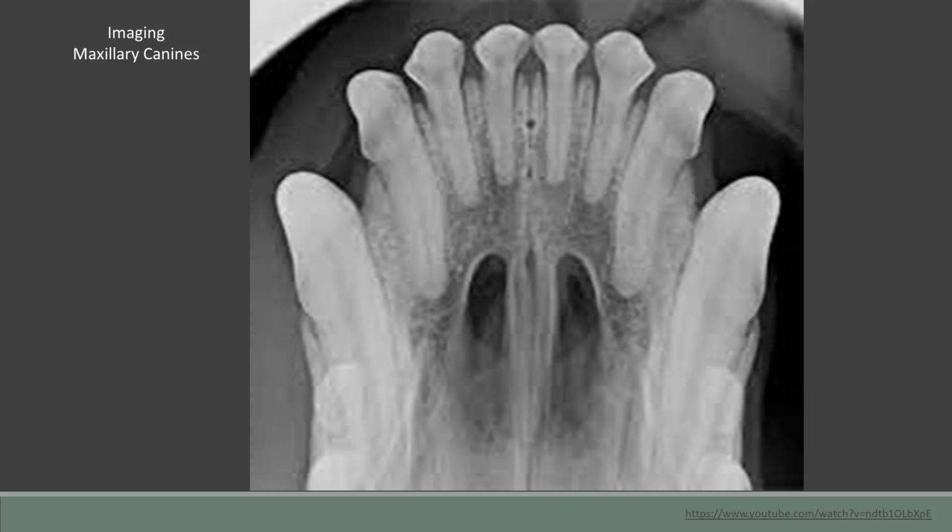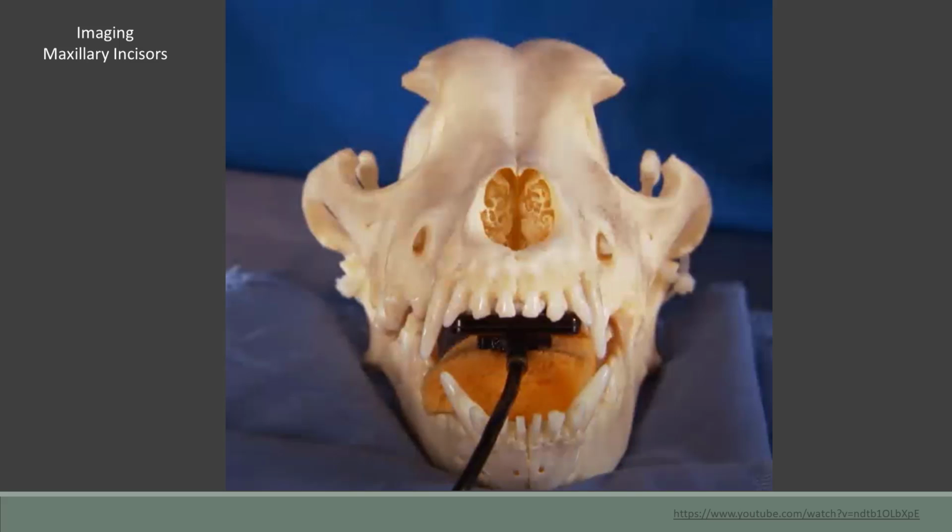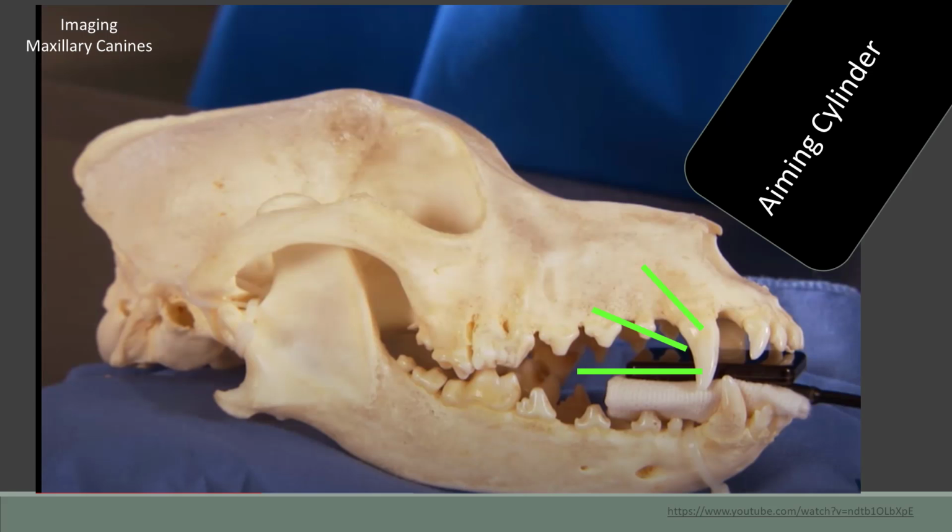This is the image that you just saw for the incisor view. Notice that the roots of the canine teeth are superimposed. Therefore, we need to do a tube shift to obtain images of the roots of the canine teeth. The sensor needs to be moved further back into the mouth so not to miss the apex of the root. The aiming cylinder is brought in perpendicular to the bisecting angle.